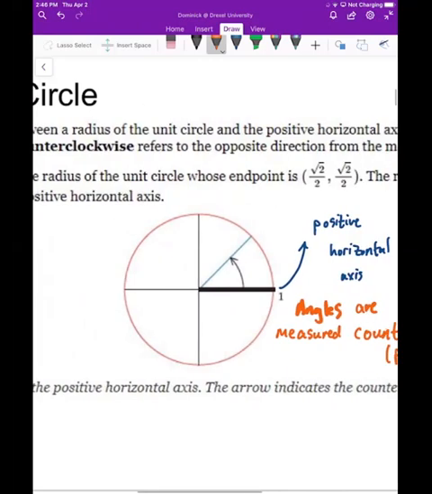So in this example, this happens to be a 45-degree angle. We'll talk about how you can find these angles later. But here they tell us that this endpoint is square root of 2 over 2, and this corresponds to a positive angle of 45 degrees.